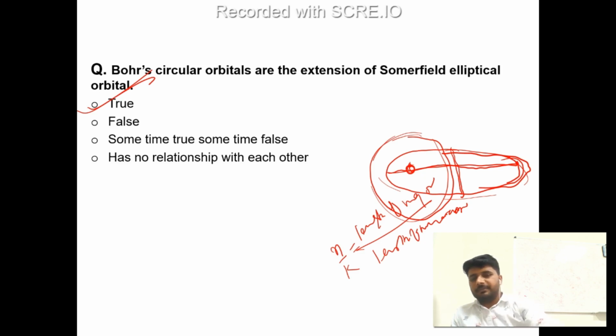Principal quantum number, azimuthal quantum number. You can read the theory related to this Sommerfeld elliptical orbital, and you will understand all these terminology.